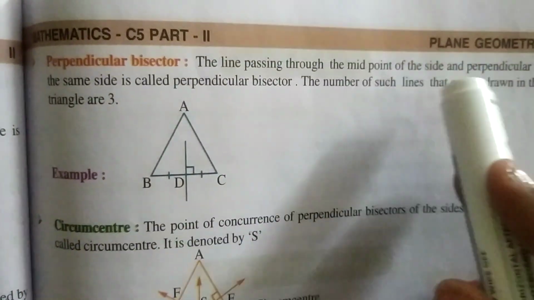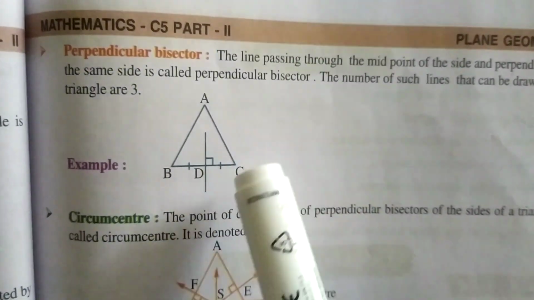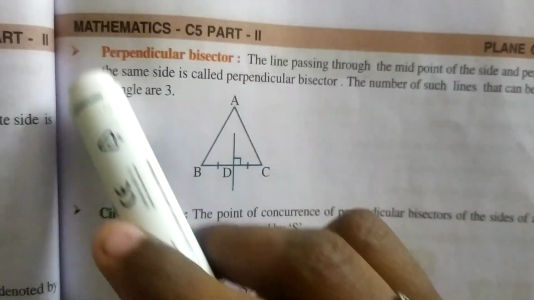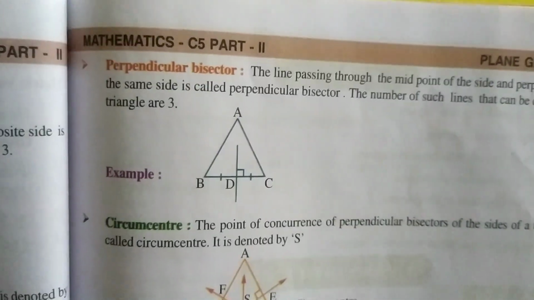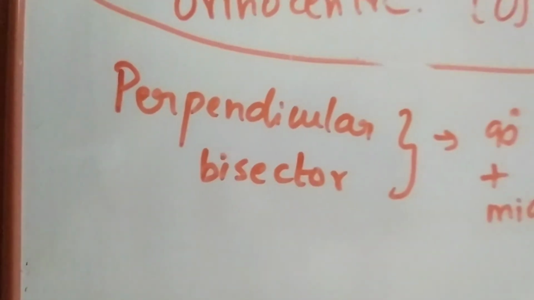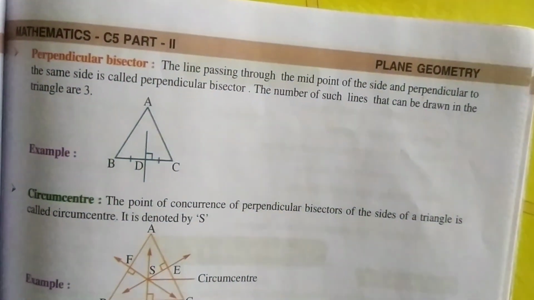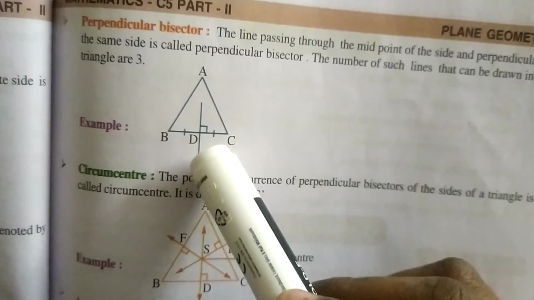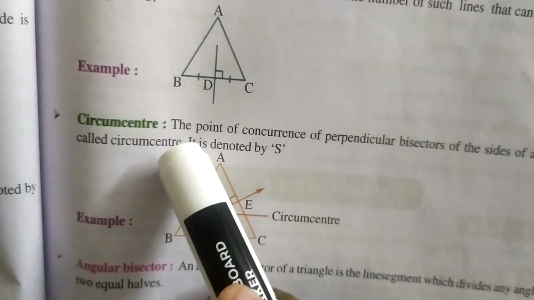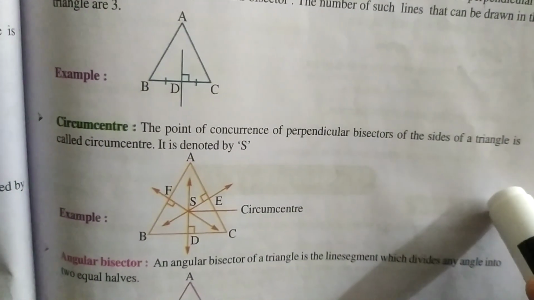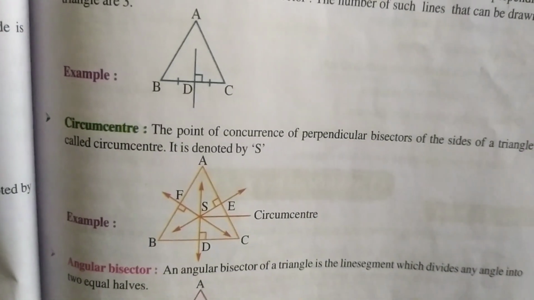The line passing through the midpoint of a side and perpendicular to the same side is called a perpendicular bisector. We already saw that perpendicular means 90 degrees, and bisector means midpoint, right? So the perpendicular bisector refers to both 90 degrees as well as the midpoint. Understood? The number of such perpendicular bisectors that can be formed is 3. We can draw 3 perpendicular bisectors. Then circumcentre means the intersection of all perpendicular bisectors, and it is denoted by the symbol S.